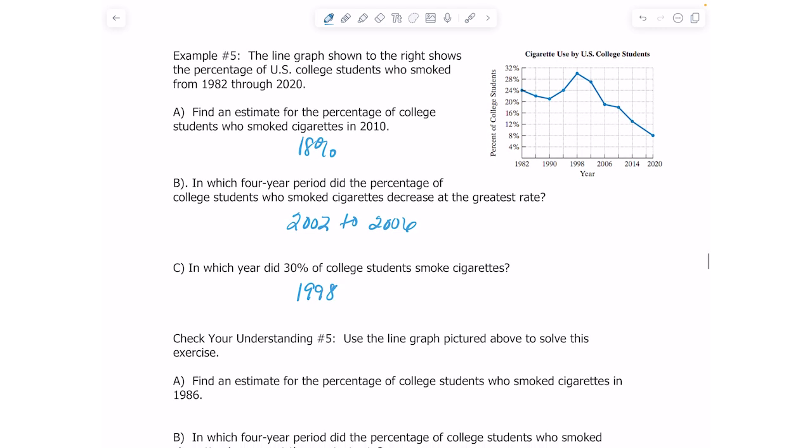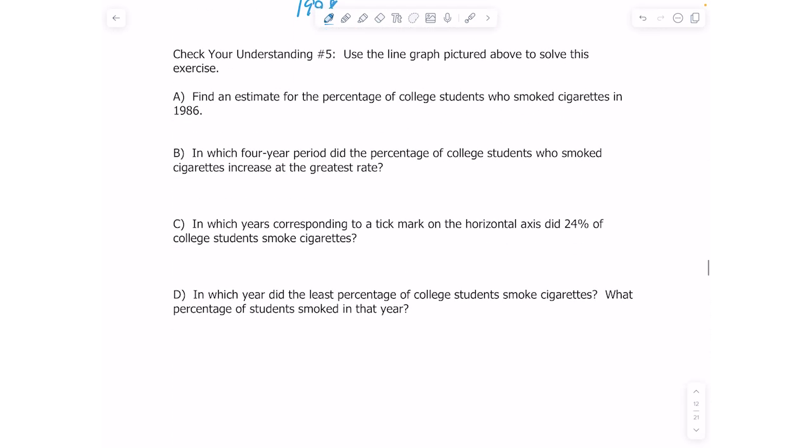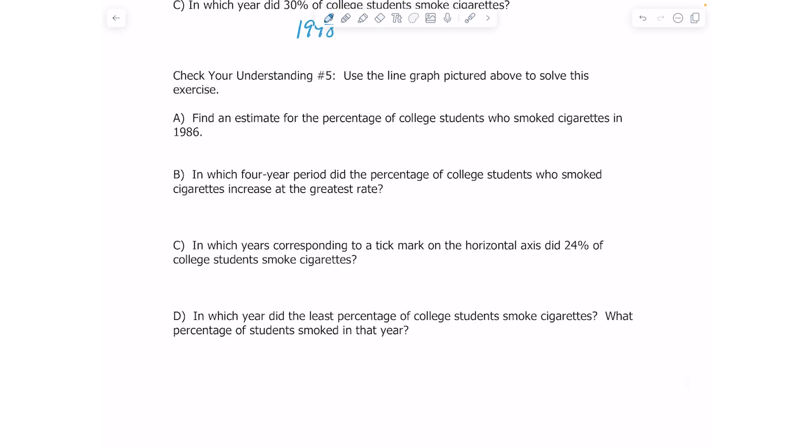Now I'd like you to use that same graph and answer questions A through D below, and then you can unpause the video when you're ready to review.